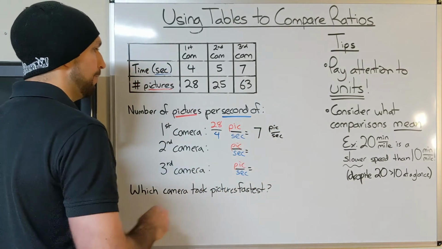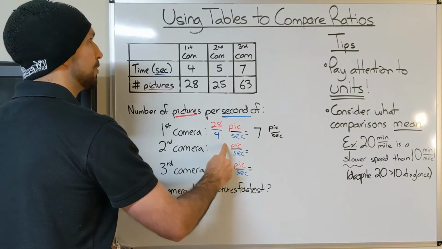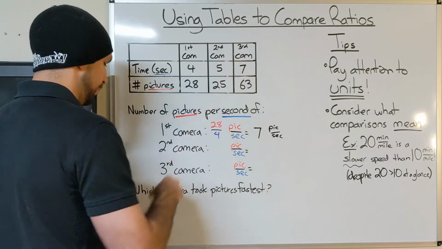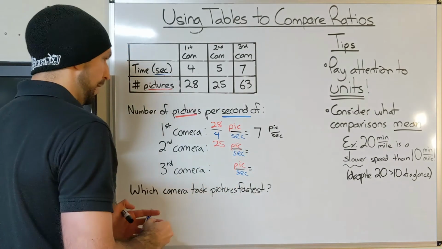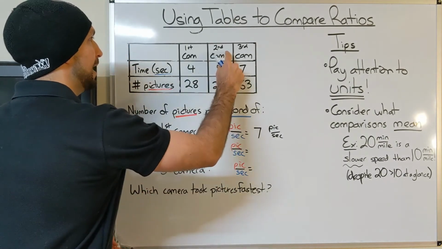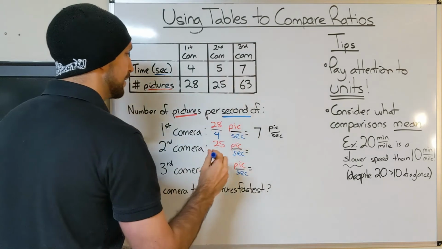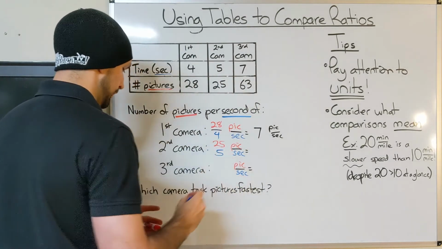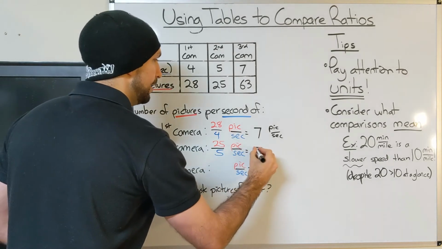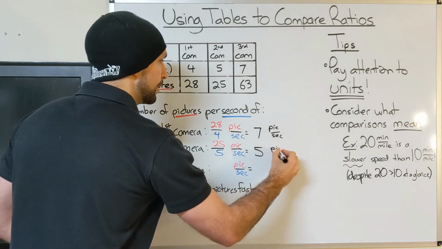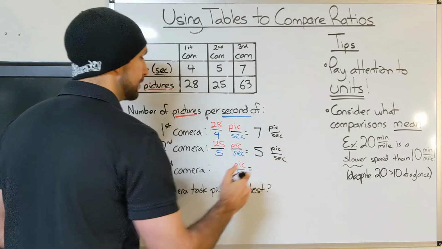Our second camera, pictures was 25. And to take those, the second camera took 5 seconds. So now we're going to calculate 25 over 5. Again, those divide evenly into 5 pictures per second.